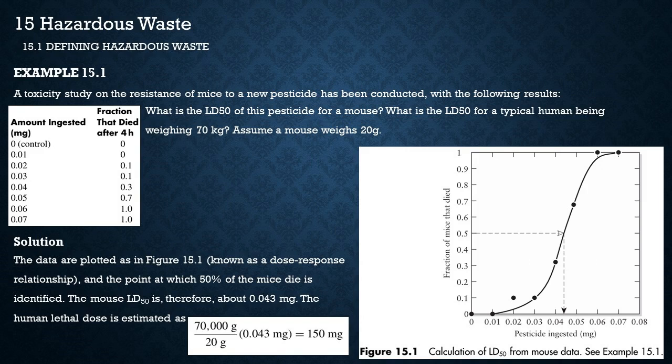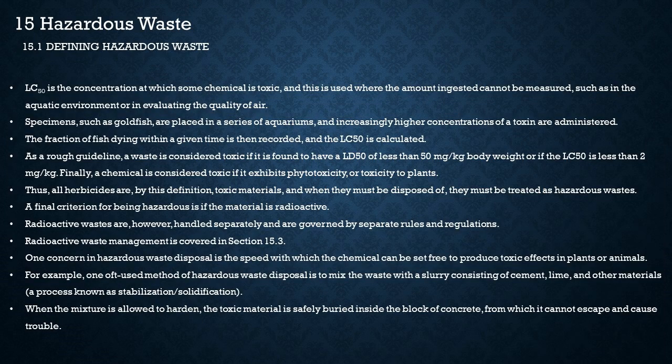Assume a mouse weighs 20 grams. LC50 is the concentration at which some chemical is toxic, and this is used where the amount ingested cannot be measured, such as in the aquatic environment or in evaluating the quality of air. Specimens such as goldfish are placed in a series of aquariums, and increasingly higher concentrations of a toxin are administered. The fraction of fish dying within a given time is then recorded and the LC50 is calculated.